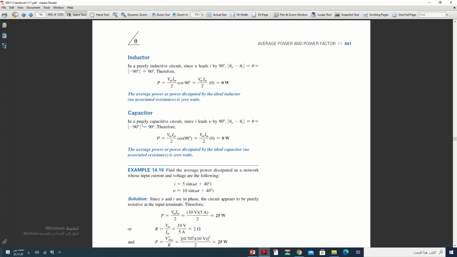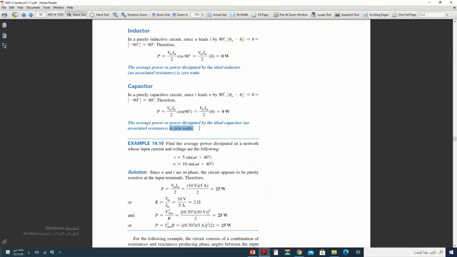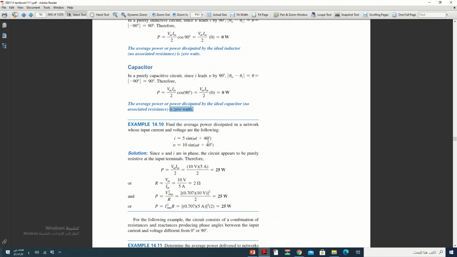Similarly for the capacitor, since the shift between theta v and theta I is 90, cosine 90 is 0. Also, the average power dissipated by the ideal capacitor is 0 watt. Let us go through some examples.